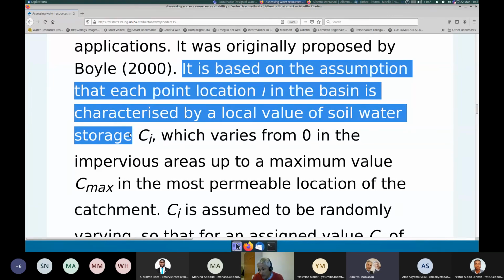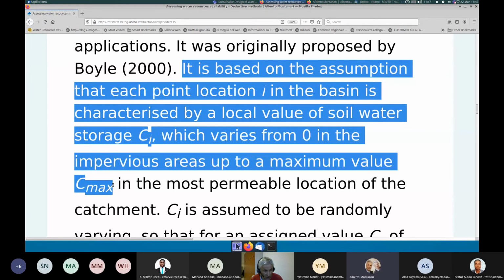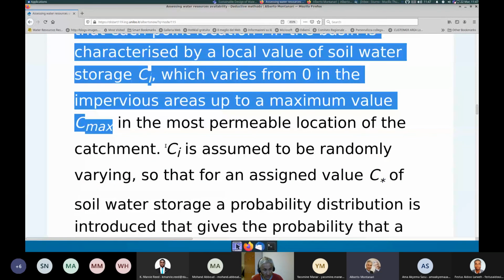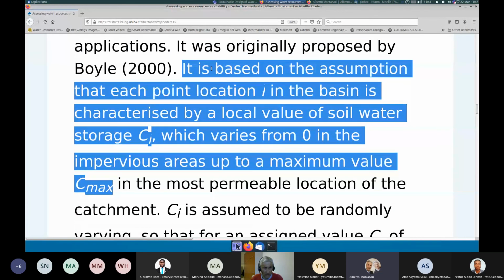Typically, it will be in the lowlands. It will be where the soil is more permeable. So you get a storage in the catchment, Cmax, in the most permeable location of the catchment. Okay? I would say that besides the most permeable, also the location with more porosity. It's a combination of issues, okay?